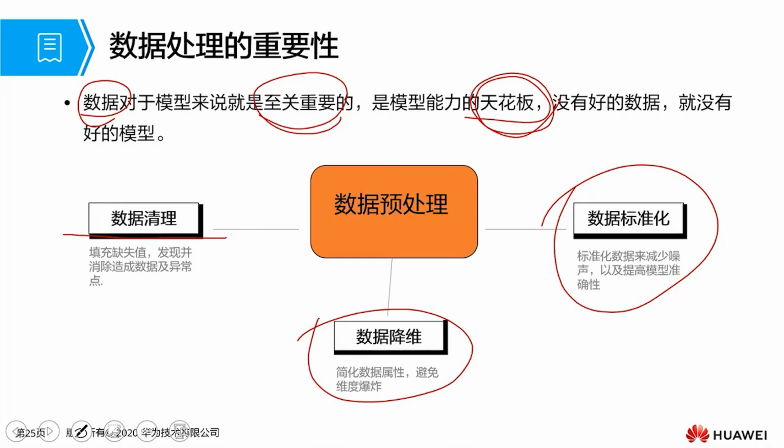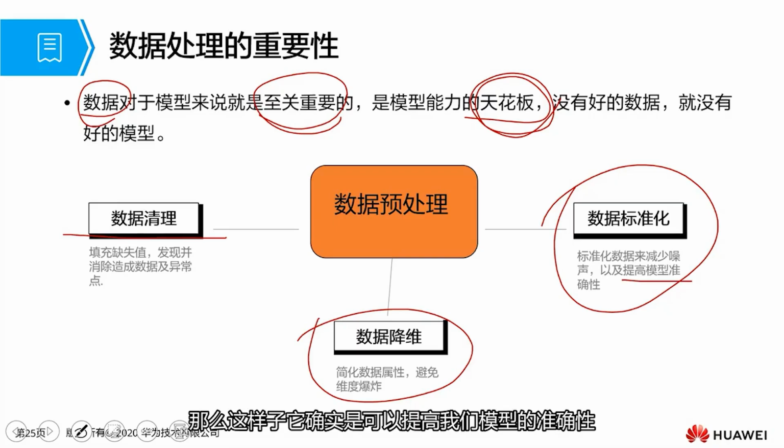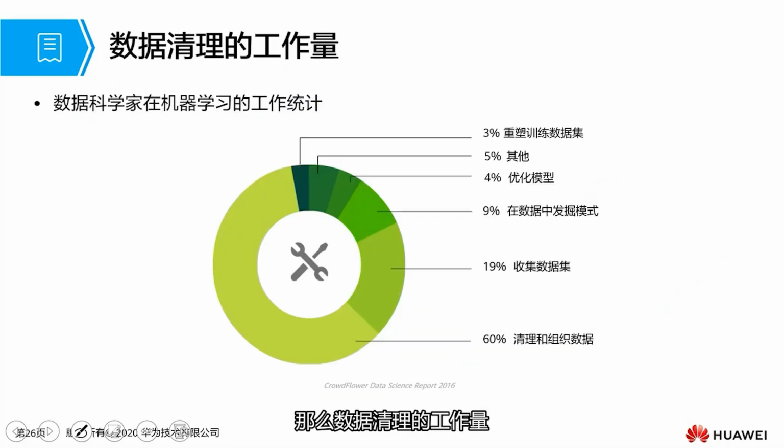Can it reduce the impact of noise here? Although this 1,000 here may be a 34, normalize it to 1. There may still be some impact, but at least it's much less than the previous 10,000. So in this way, it can indeed improve the accuracy of our model.